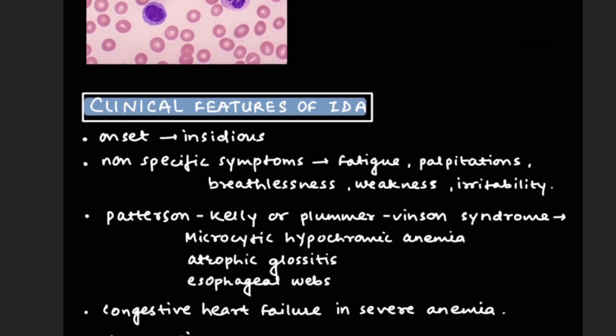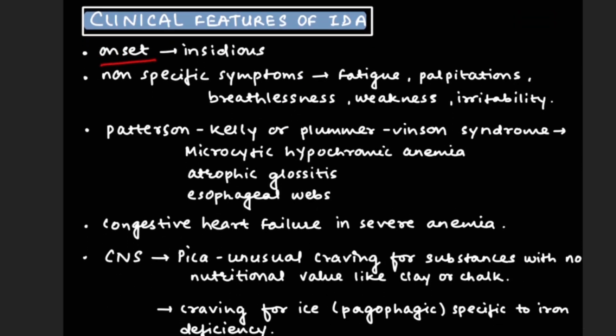Now there are some clinical features of IDA. Basically the onset of IDA is insidious, meaning it will come gradually. Then non-specific symptoms such as fatigue, palpitations, breathlessness, weakness and irritability will also be seen. Then Patterson-Kelly or Plummer-Vinson syndrome. This is the most important syndrome, in which microcytic hypochromic anemia will be there, as well as atrophic glossitis and esophageal webs.